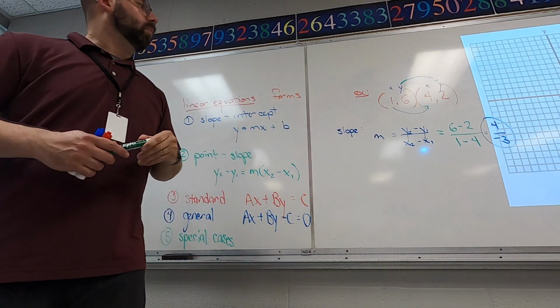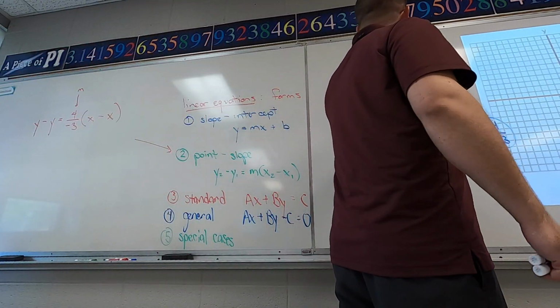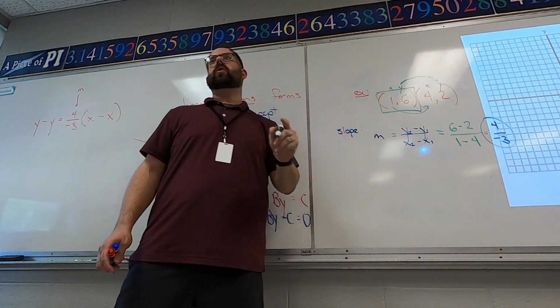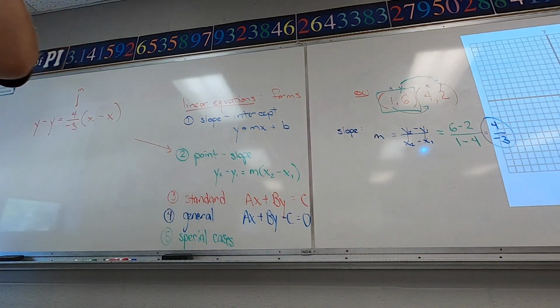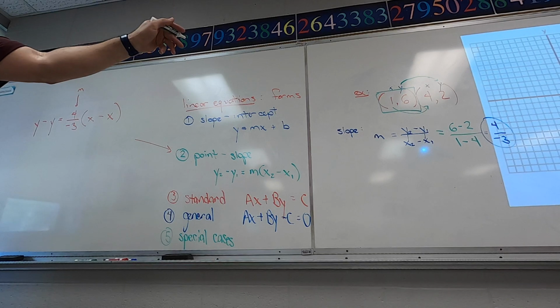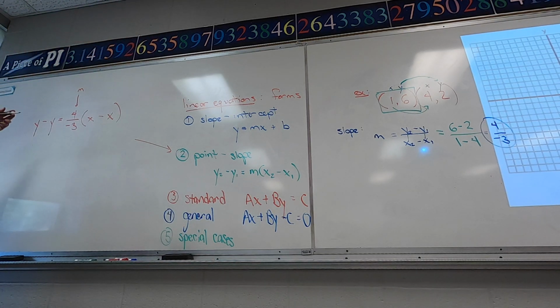Which one do you like? 1 and 6. Okay. You get to pick this. You just pick one of the 2. You don't get to make up your own. You have to pick one of the 2 that they provided you. We've already picked my slope. So now the point that I'm picking is 1 and 6. This is my x. This is my y. You're going to plug them into the right spots.